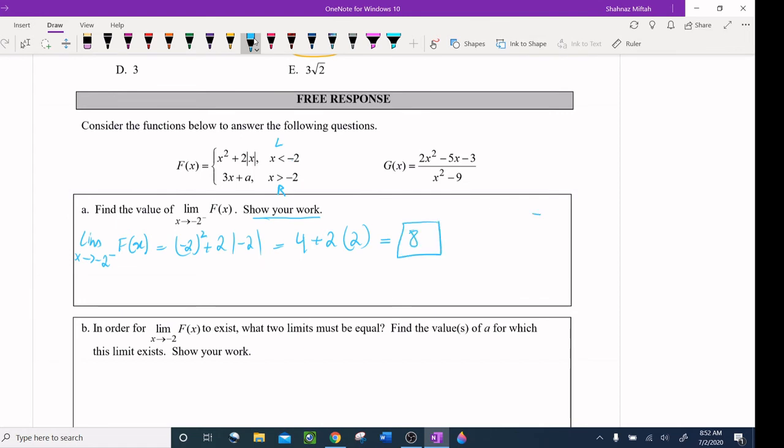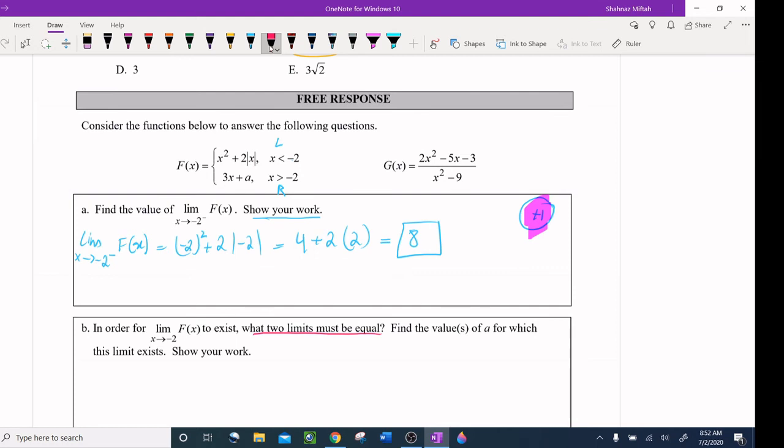And this question has 1 point. So you technically got 1 point here if you do the work and show them and box the answer always. Okay, let's go to part B. Part B is, in order for limit x approaches -2 f of x to exist, what two limits must be equal? So in order for it to exist, what two limits?